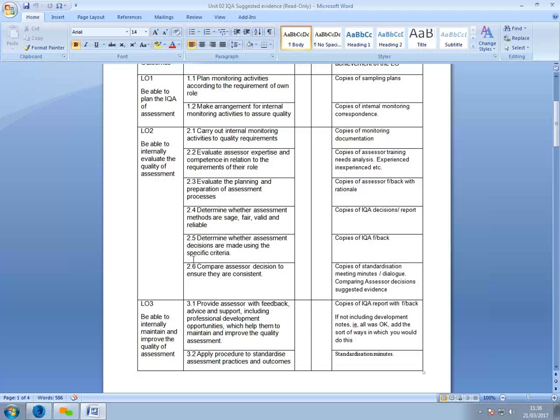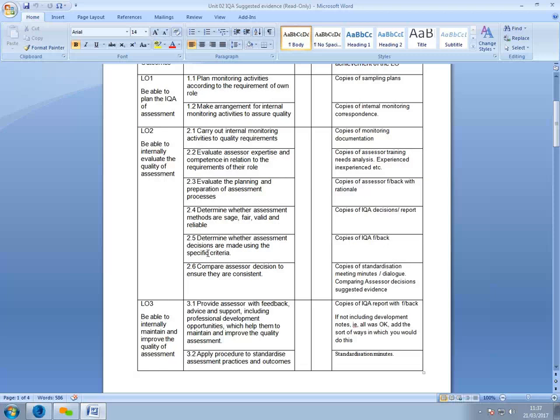Two point five, determine whether the assessment decisions are made using specific criteria. Again, this is a copy of your IQA feedback. Again, it will say on the IQA board, were these assessed by using the criteria only? Well, I know that sounds stupid because you've got a set of criteria that you are either achieving or you're not achieving. But sometimes when it says specific, this can depend, especially on this type of qualification where you've got a lot of academic work. The command verb, that's the word we're looking for, the command verb's specific.